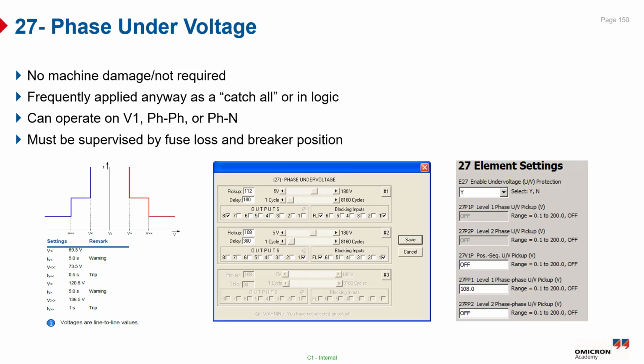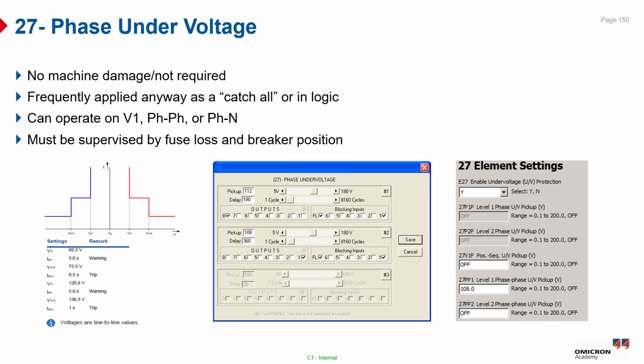The first stage is set around 0.89 times the nominal voltage with a delay of about 5 seconds, as we explained in the first slide, providing an alarm or warning stage, while the second stage is set near 0.73 times nominal voltage with a delay of about half a second, to initiate a trip if the voltage drops too low. So it also doesn't protect the generator directly.